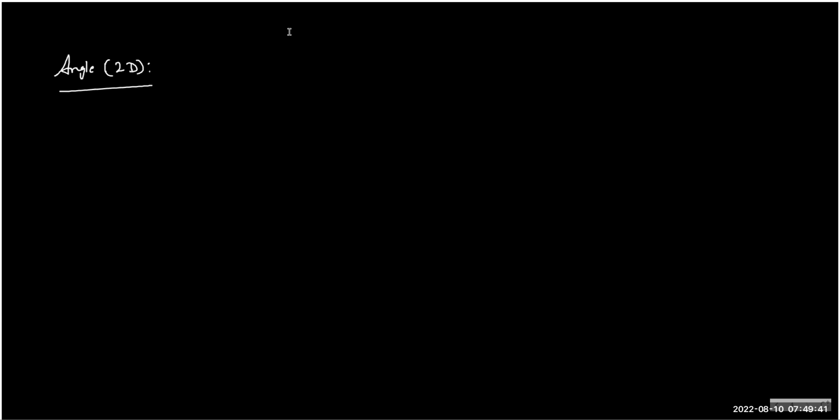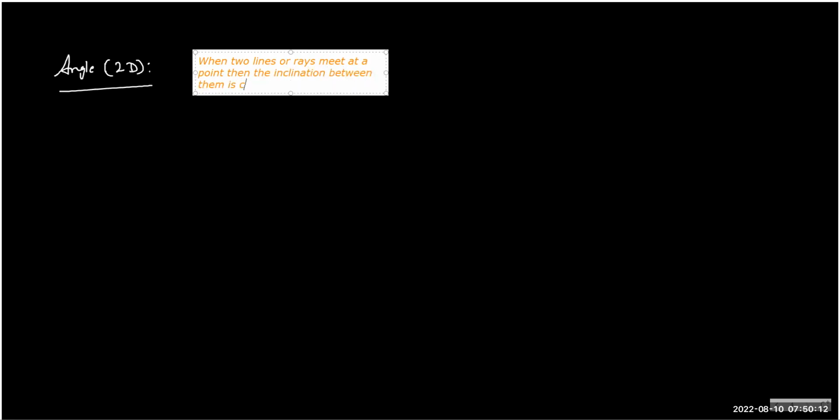Yeah. So this is what I studied in class 9. That's what I remember. I don't know after ninth. Okay, so let me just put it that way. When two lines or rays meet at a point, then the inclination between them is called angle.